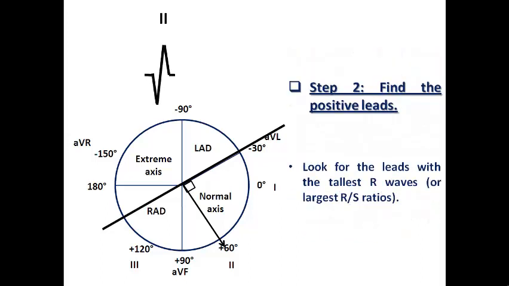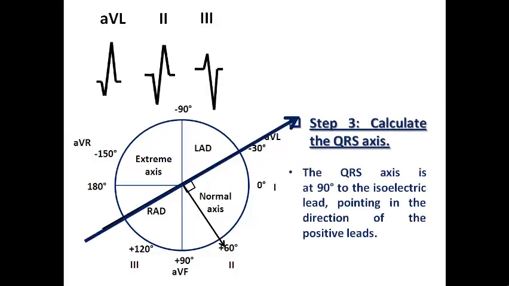Step 2 is to find the positive leads, because I told you that the axis is perpendicular to lead 2, but I don't know whether it is directed toward minus 30 or plus 150. So I need to look for the lead with the tallest R wave or the largest RS ratio. For example, if aVL was positive in this ECG and lead 3 was negative or predominantly negative, I could expect that the axis of the heart is not just perpendicular to lead 2, but also directed towards the left upper quadrant, because aVL is positive and lead 3 is negative. So mostly it is directed towards minus 30 degrees, towards the positive pole of aVL.